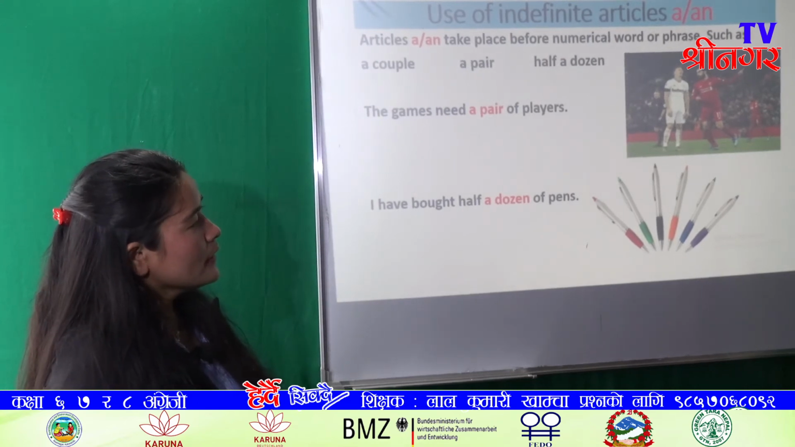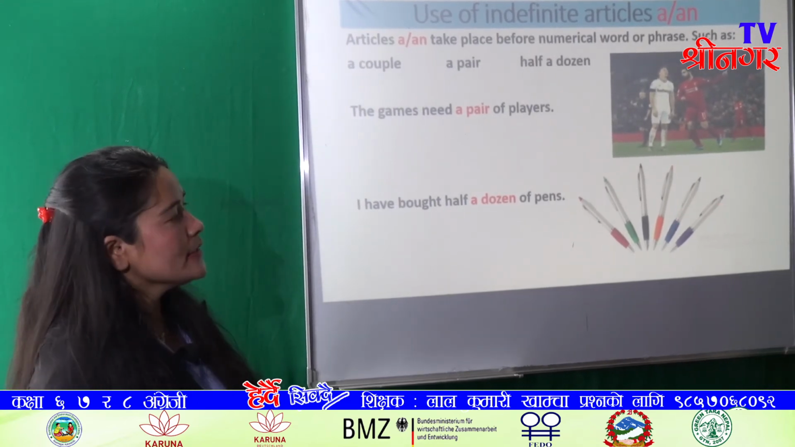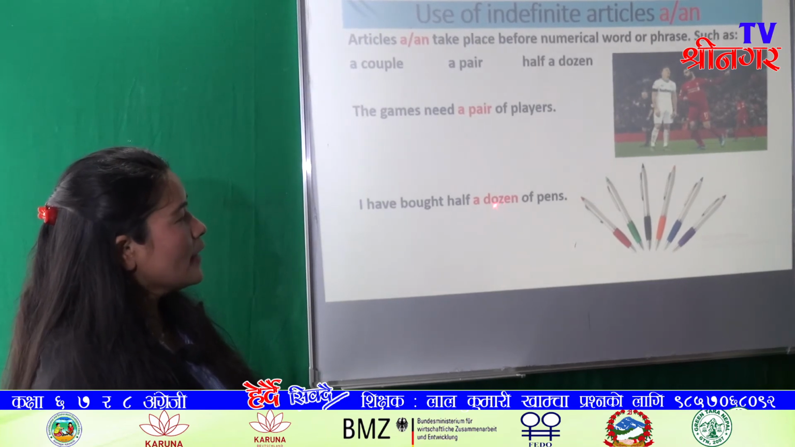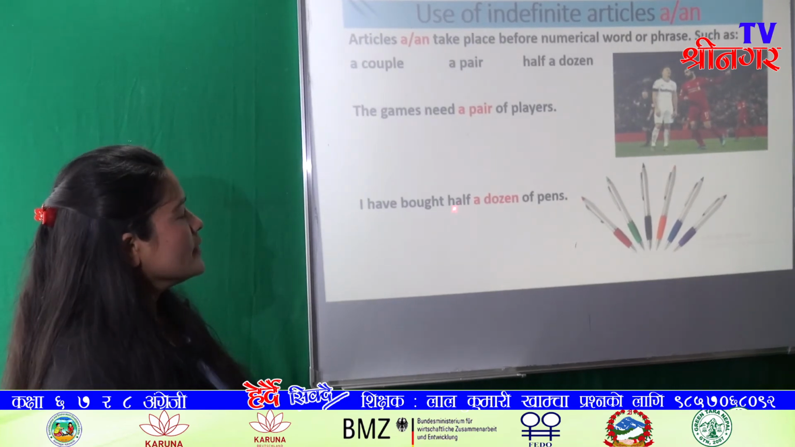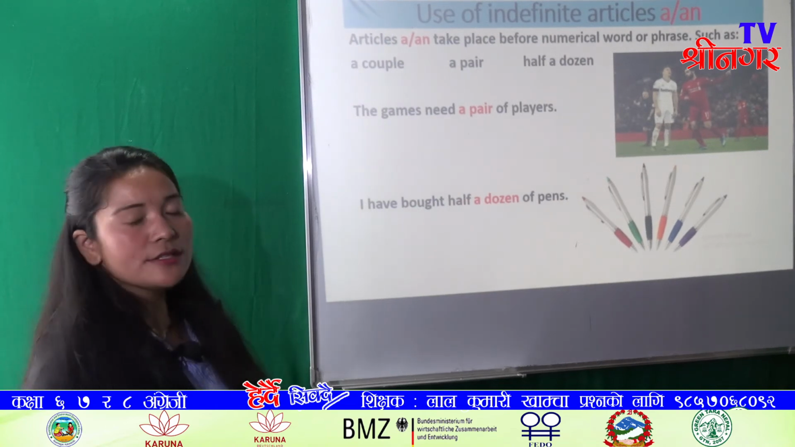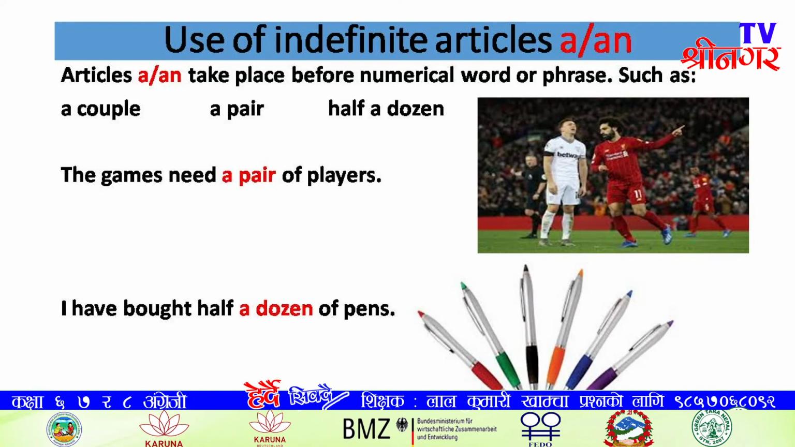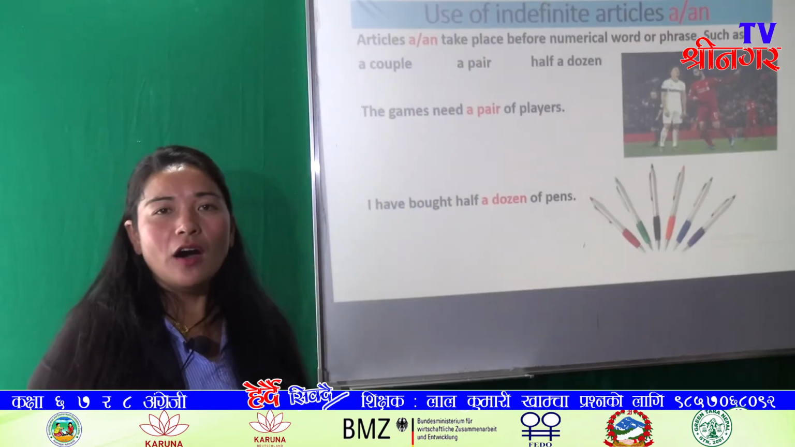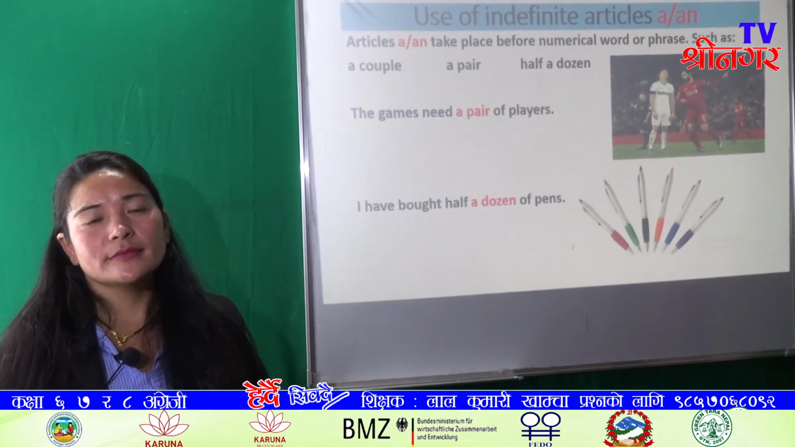Okay, in the next example, "I have bought half a dozen pens." Yeah, there are 6 pens. Okay, 6 means half a dozen. So this half a dozen indicates a number. So before dozen, we use article a here. Okay, are you clear? The words which indicate a number, that we call numerical words, and before a numerical word, we have to use article a or an.